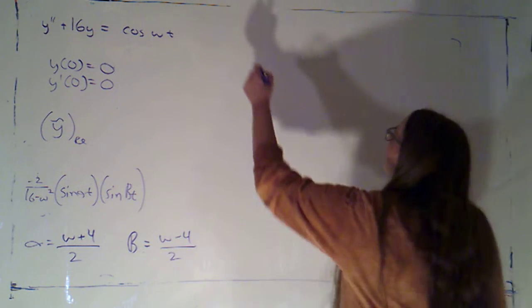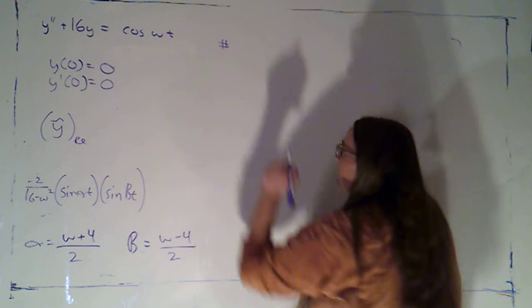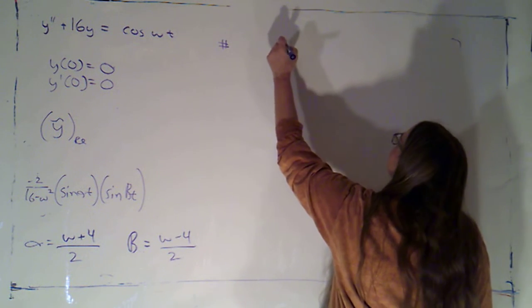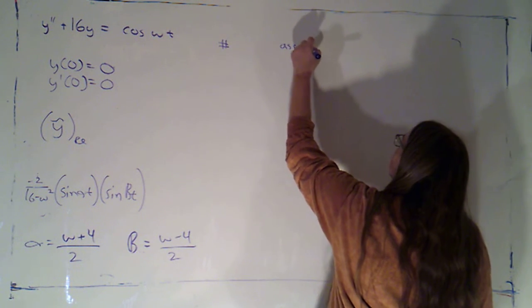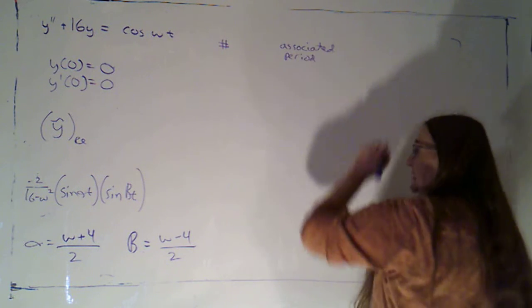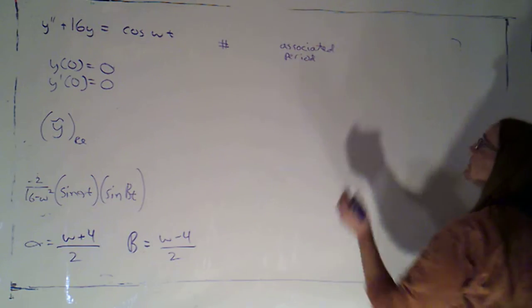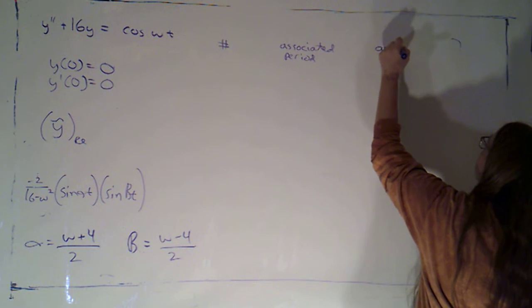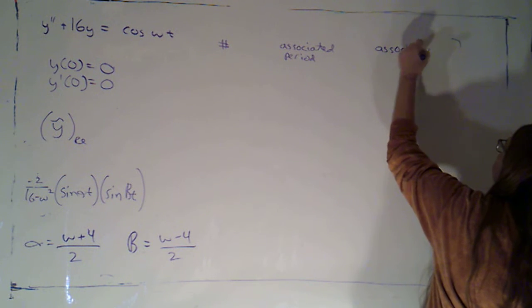So here's how it works. I'm going to just list the number. I'm going to list the associated period that we would get for a trig function with that angular frequency, and I'm going to list the associated frequency.